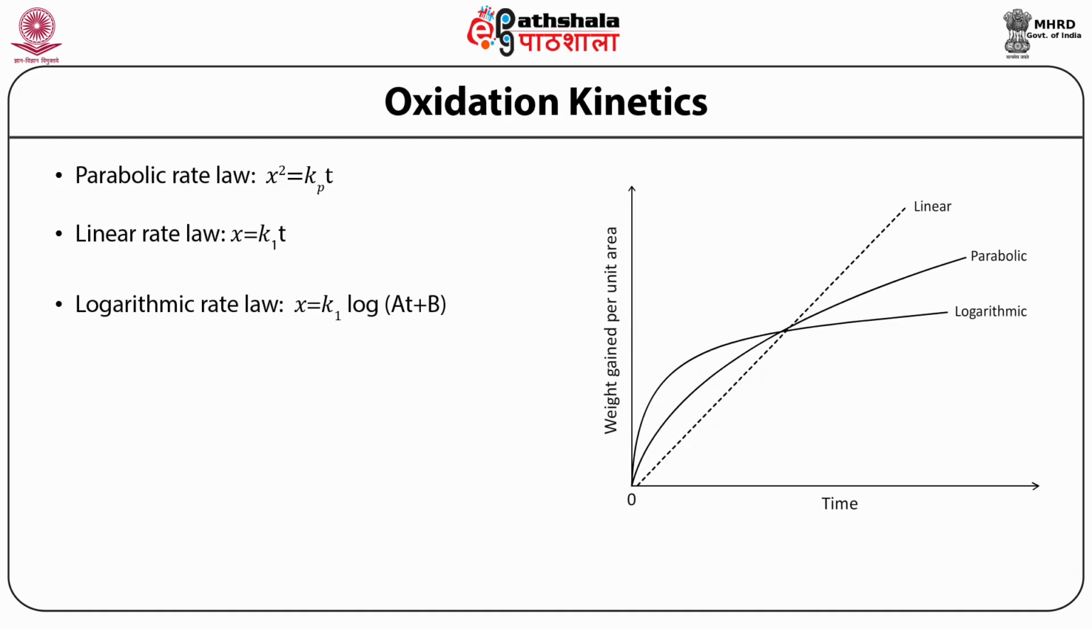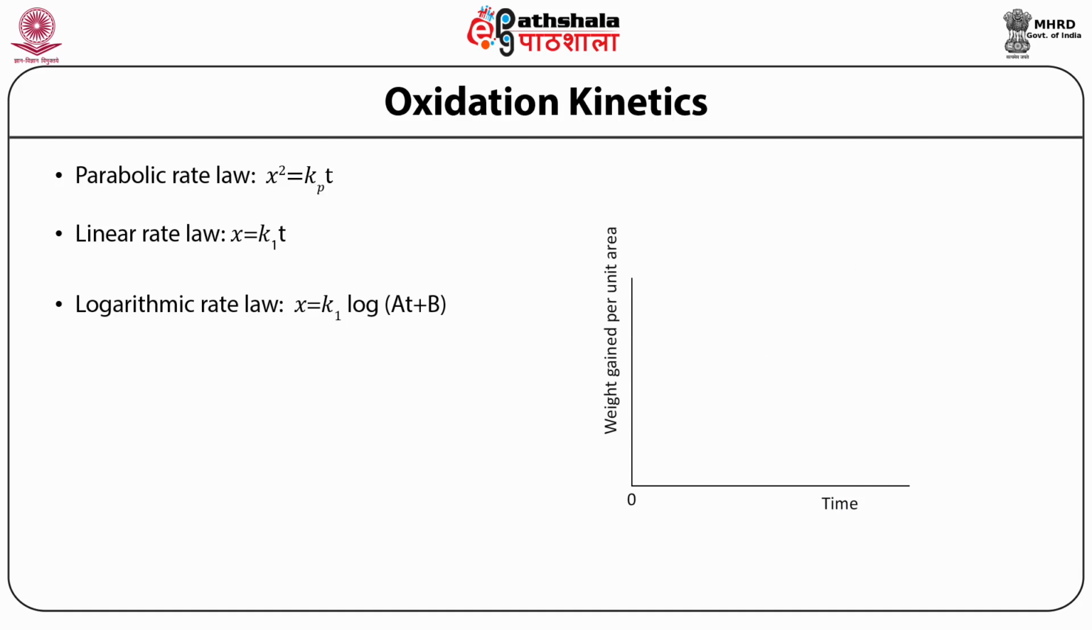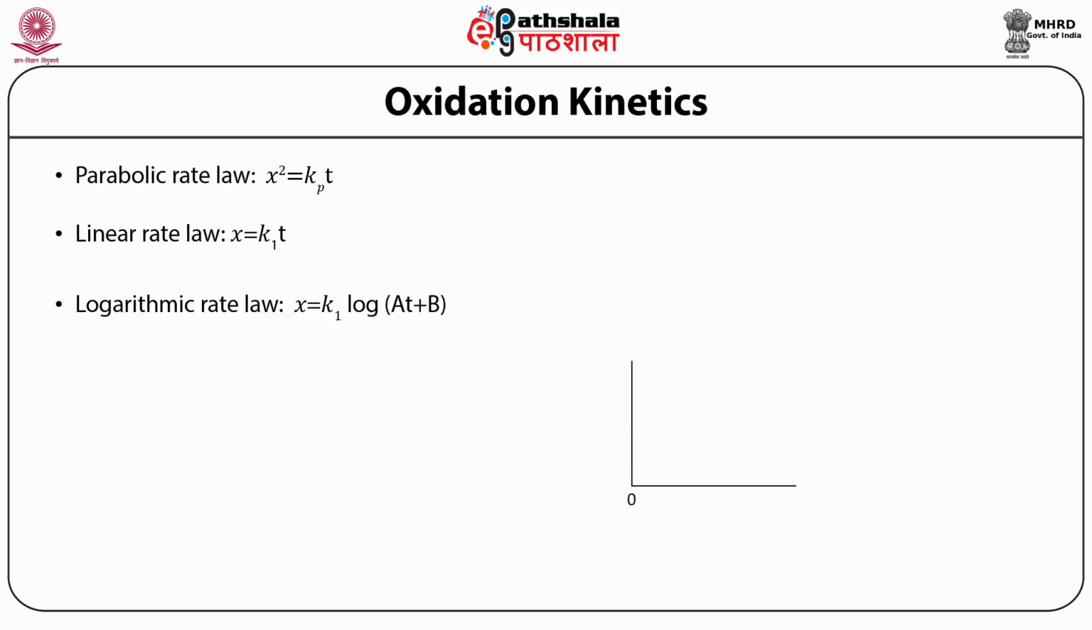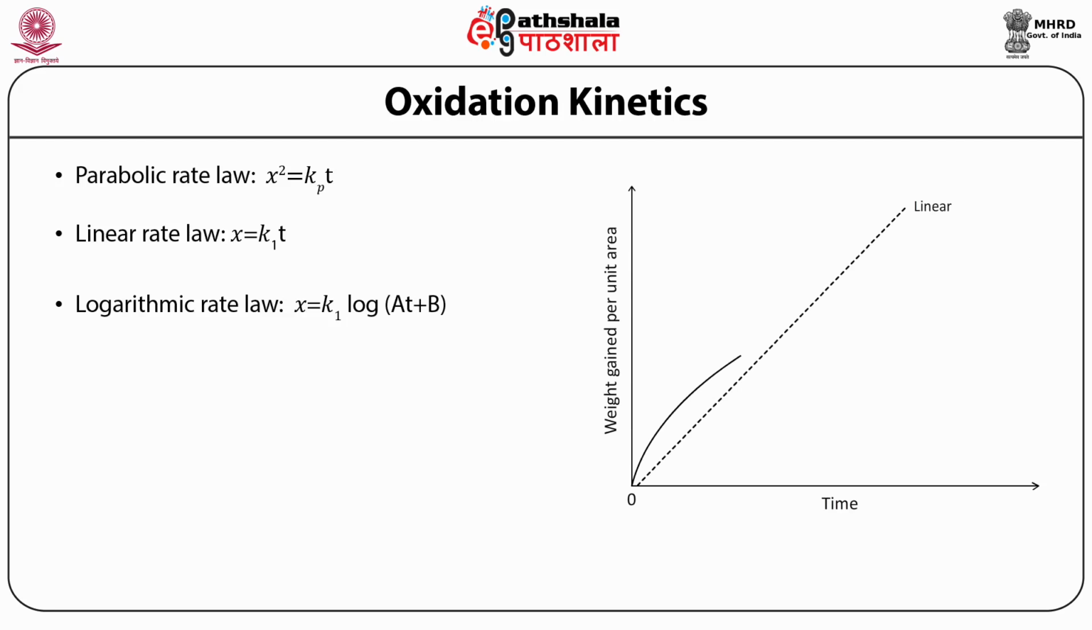The logarithmic rate law is expressed as x is equal to k1 multiplied by log of (at plus b), where k1 is the logarithmic rate constant and a and b are constants. This law is generally noticed for thin film oxidation, like in the case of oxidation at lower temperatures.